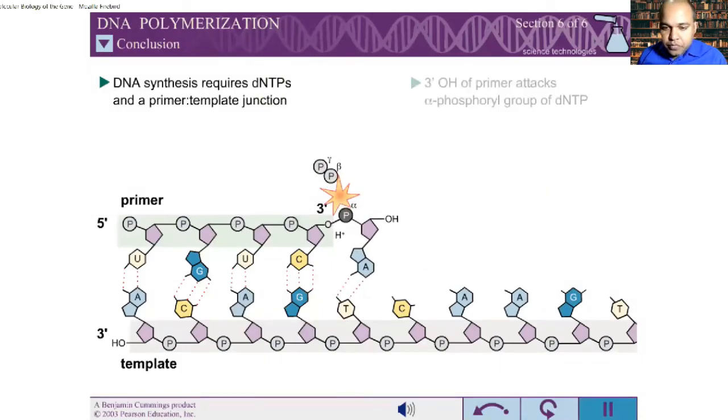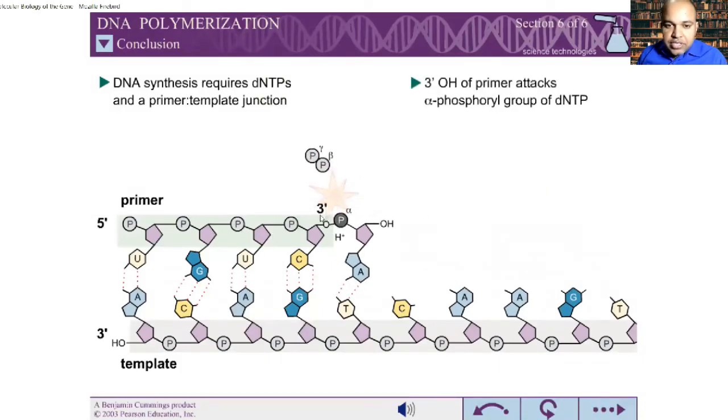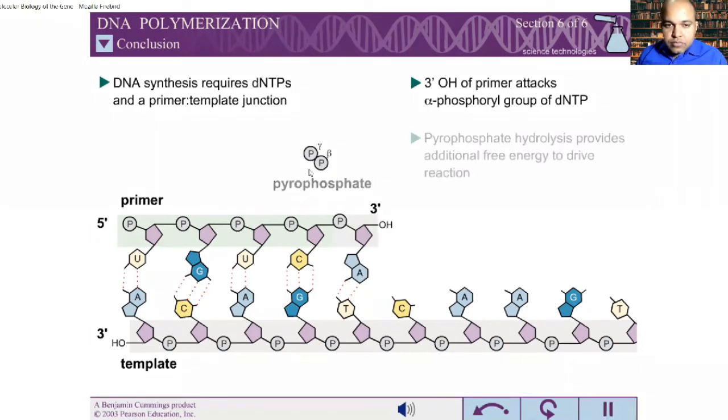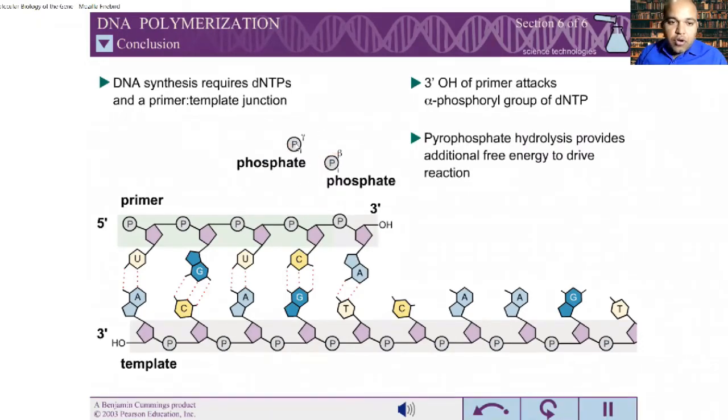The 3' hydroxyl. It is the primer which is providing the 3' hydroxyl group, and the incoming nucleotides are going to bind to it. The 3' hydroxyl of the primer strand attacks the alpha phosphoryl group of the incoming dNTP. Additional free energy is provided by the rapid hydrolysis of the pyrophosphate leaving group. So the attack takes place by the oxyanion on the alpha phosphate, with the additional energy provided by the hydrolysis of pyrophosphate molecules.